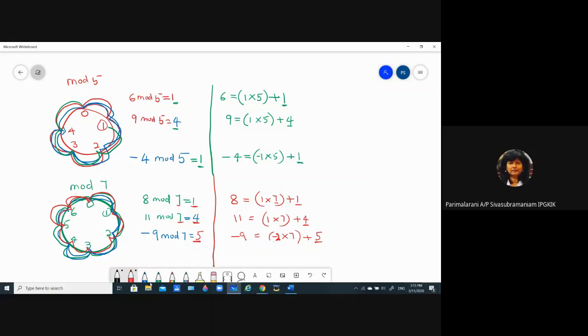If the number is small, you can use a clock face and draw it. But if the number is a bit big, then it's difficult to use the clock face and draw it, okay? Okay, let's practice one. 8 mod 4. What is the answer?